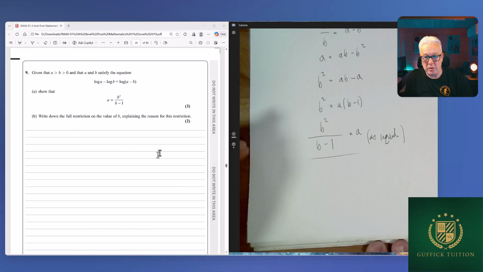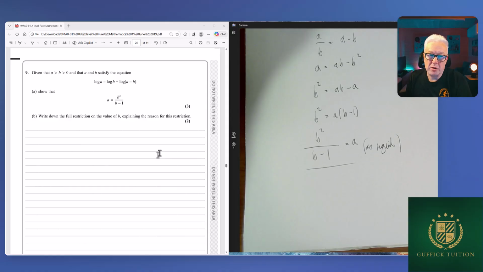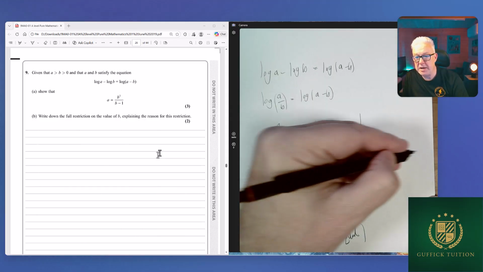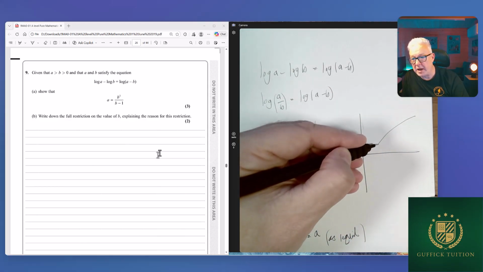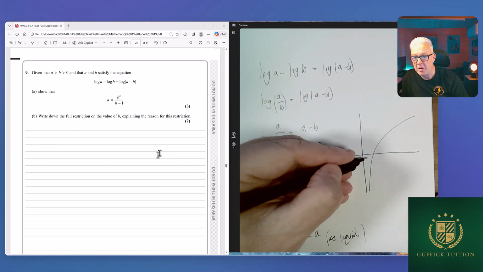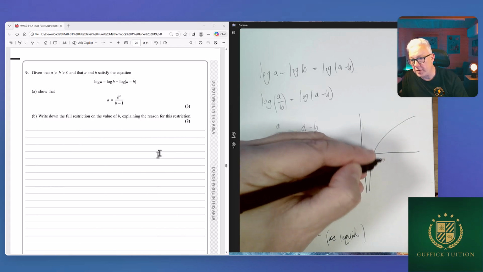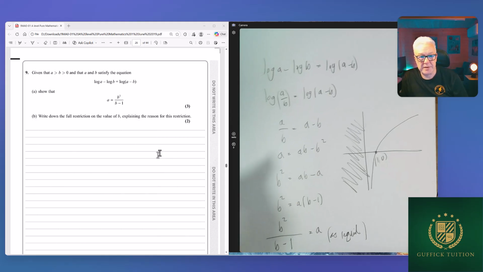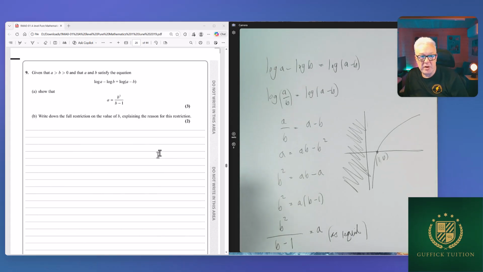Well, we know that in logarithms, if we think about what the graph of a logarithm looks like, so here is the graph of a logarithm. It looks like this, and it goes through this point here, 1, 0. And you'll notice it is not defined for any negative values of x. So in the original equation, where it says log of a minus b, we can't be having a negative value. So a is greater than b, and b has to be greater than 0.